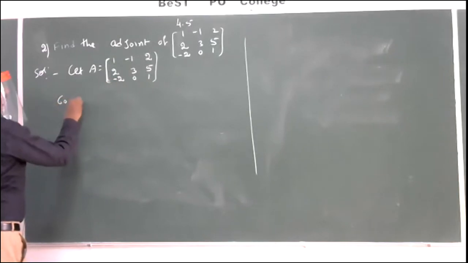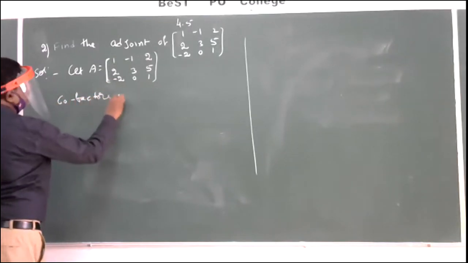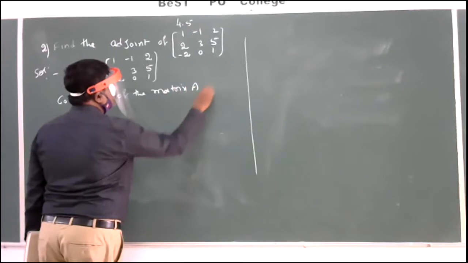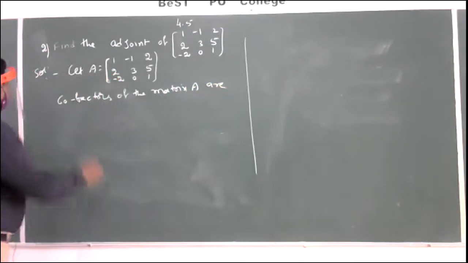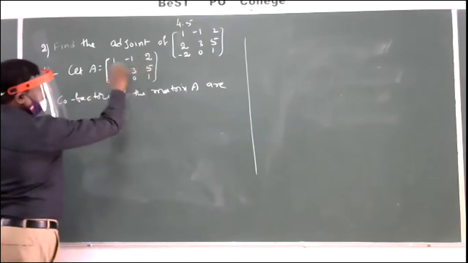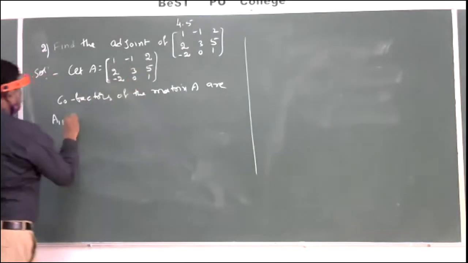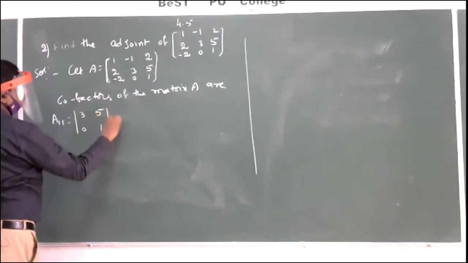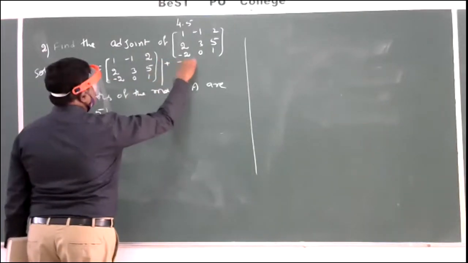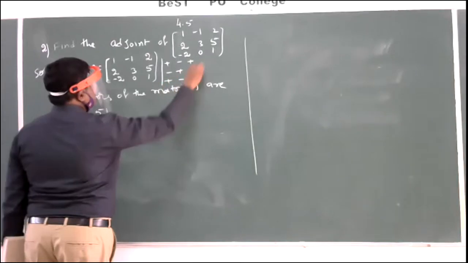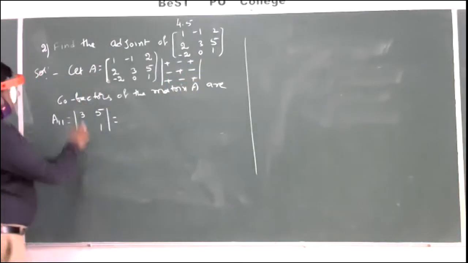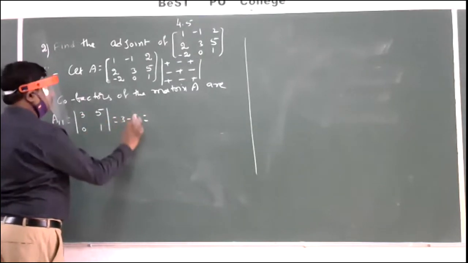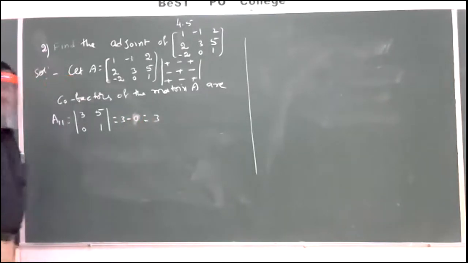Cofactors of the matrix A are: A11, first element A11, leaving this row and column, write down the determinant of the remaining elements, that is [3, 5; 0, 1]. Here you have to use the sign symbols plus, minus, plus, minus, plus, minus, plus, minus, plus. Here 3 into 1 is 3, minus 5 into 0, 0, that equals 3. A11 is 3.